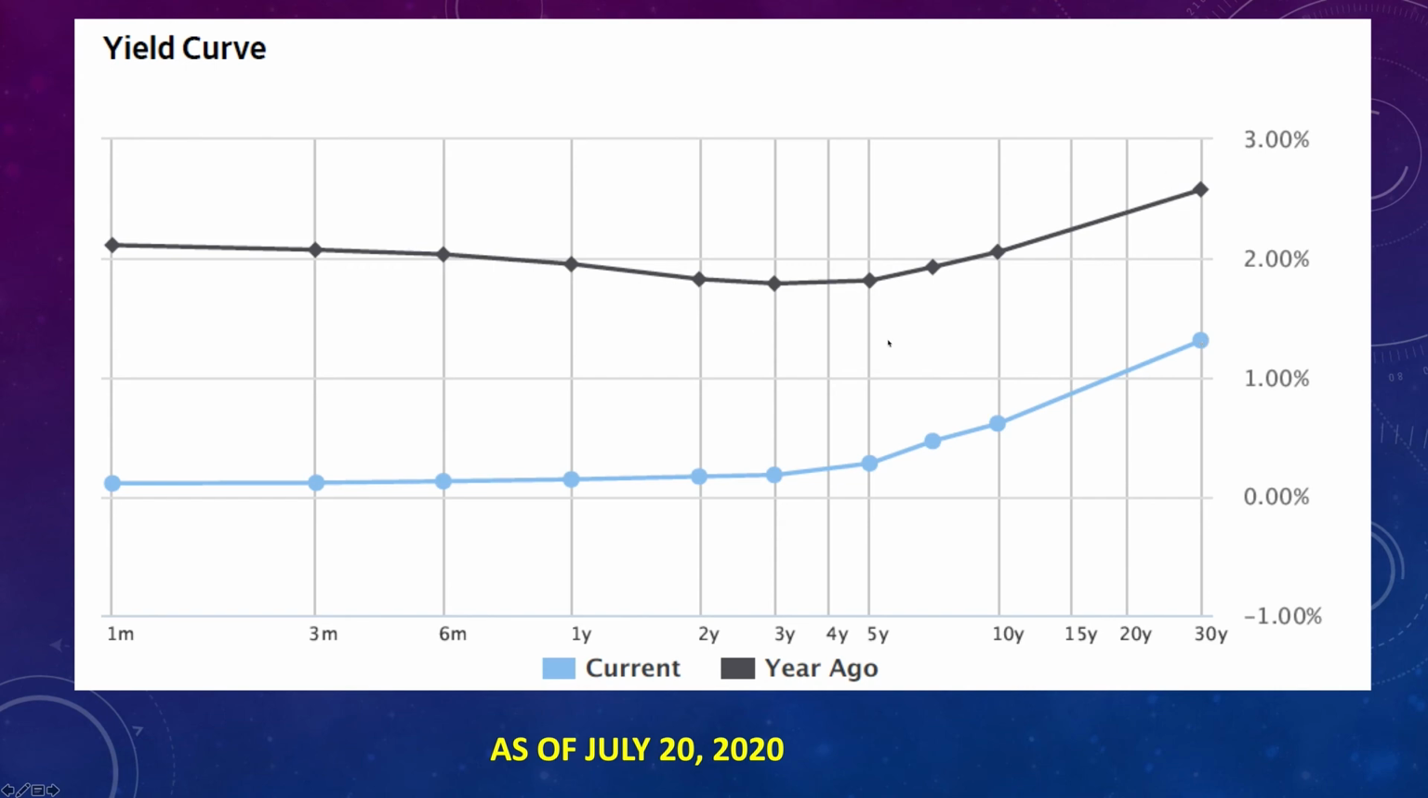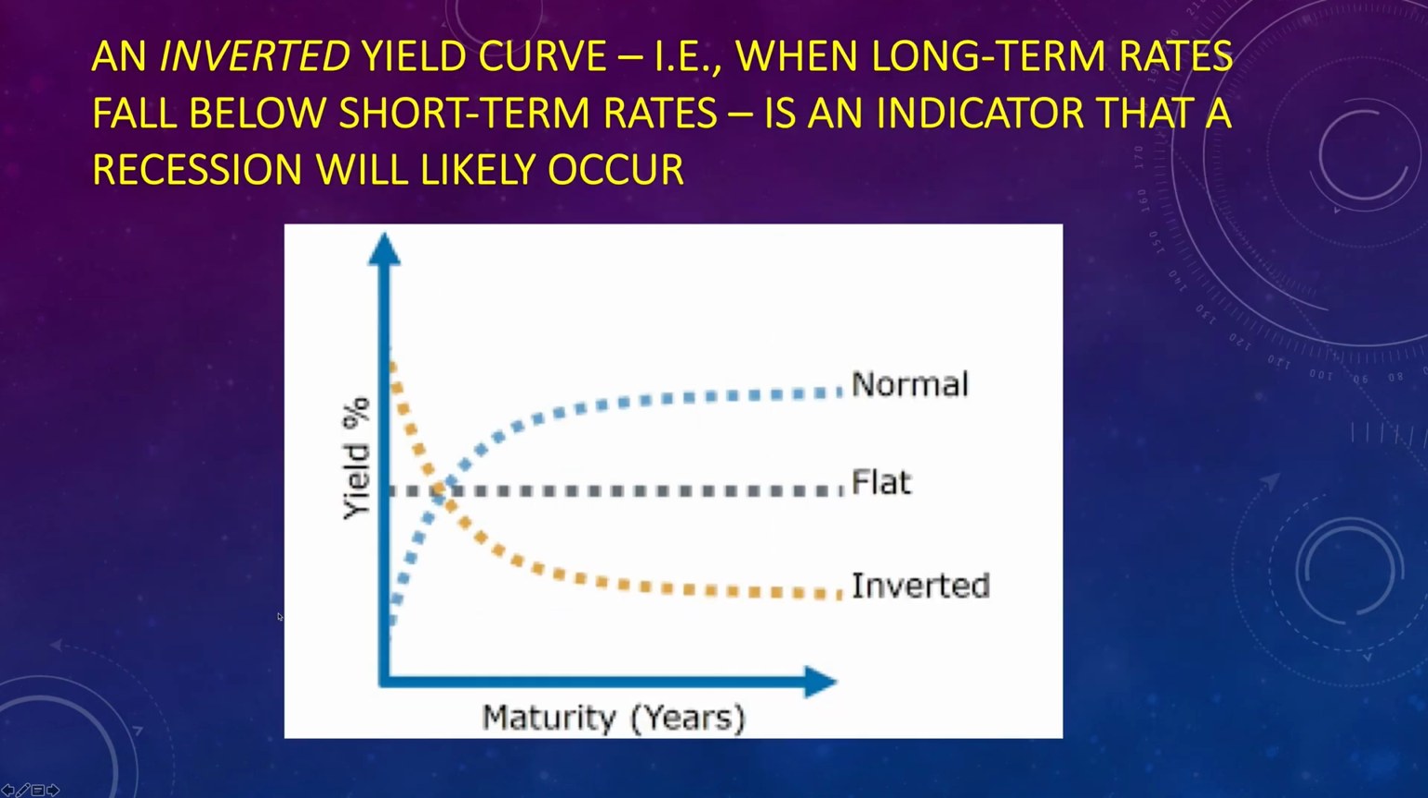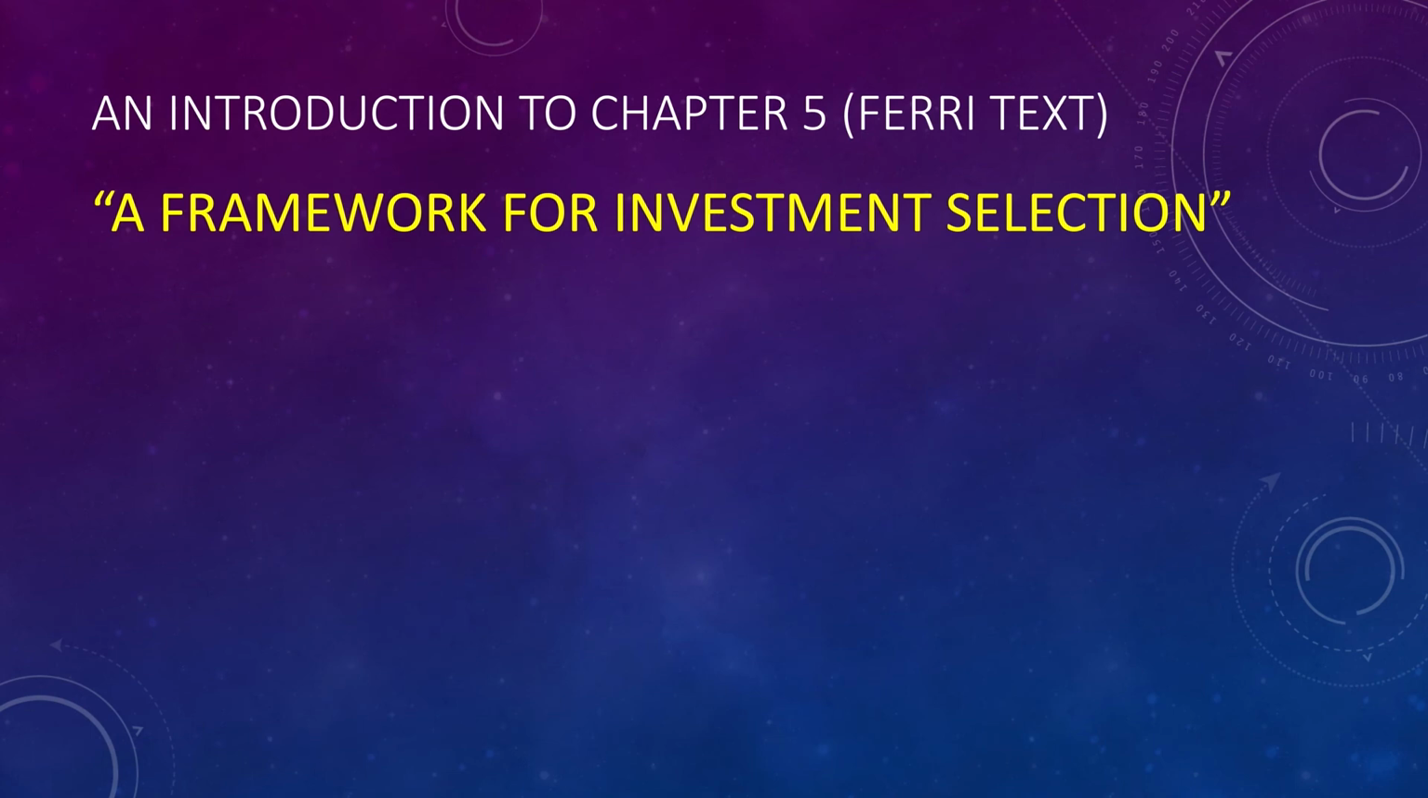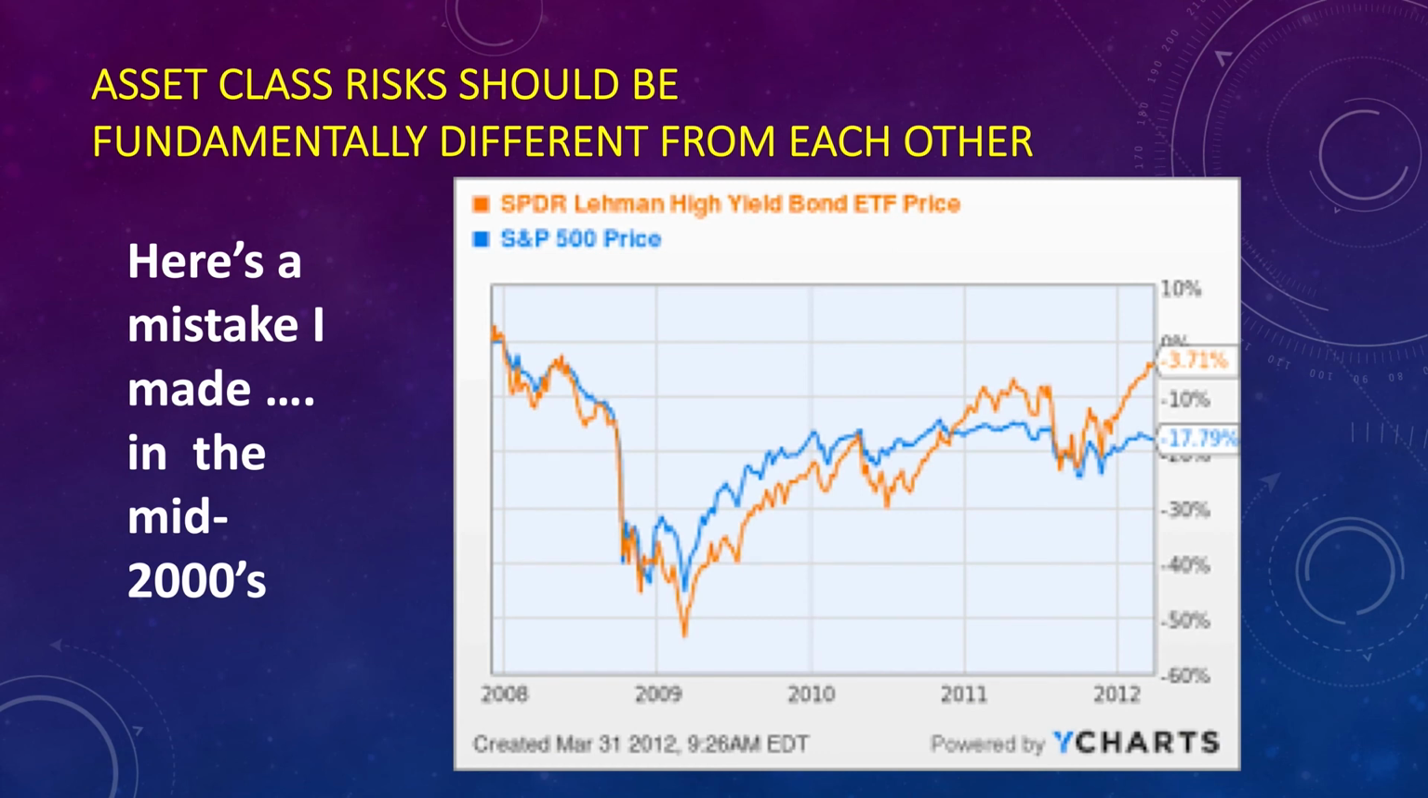Again, an inverted yield curve is when long-term rates fall below short-term rates, and that's an indication that a recession is likely to occur within the next, on average, about 18 months. Now, when you get into Chapter 5, basically a framework for investment selection, he's basically stating a principle here that asset classes should be fundamentally different from each other.